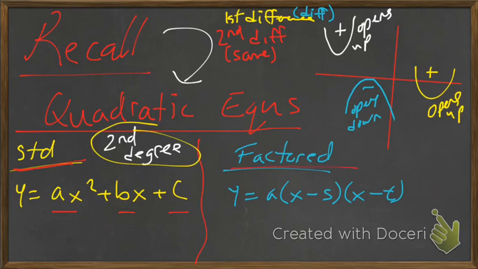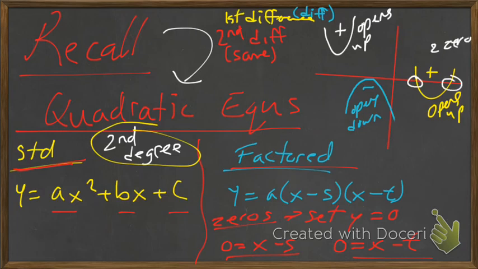From the factored form, we can easily find our zeros. And zeros are very important. For zeros, we set y to 0. So in this case, it would be 0 is equal to x minus s, and 0 is equal to x subtract t, right? And what are those zeros? Those zeros can take place in 3 different places, or in 3 different situations. This first graph has 2 zeros. This second graph has 1 zero. And this last graph has no zeros. I'll just write no zeros.